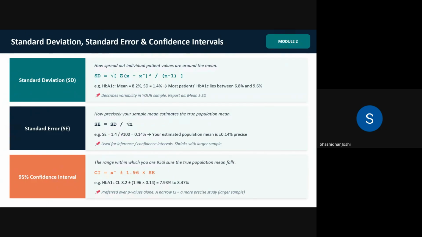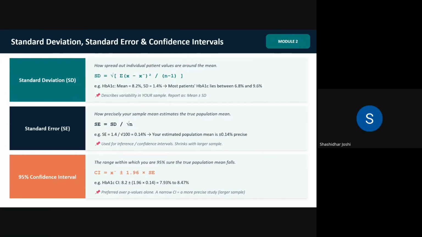It will tell you how precisely your sample mean estimates the true population mean, and how precisely you can generalize your sample to the population. And then it is also accompanied by a 95% confidence interval, which is nothing but the range within which you are 95% sure that the true population mean falls. So that means you are giving a kind of flexibility there.